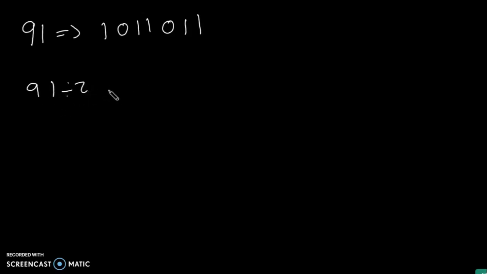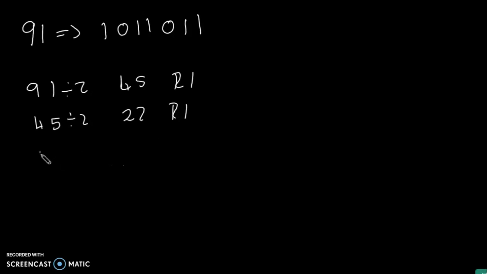91 divided by 2 is going to give us 45.5, meaning the answer is 45 with a remainder of 1. We're going to take this 45 and do the same thing. We're no longer taking the 0.5 because we recorded that it has a remainder of 1. We're taking only the 45 and dividing by 2 again. This will give us 22.5. Therefore, the 0.5 means a remainder of 1.